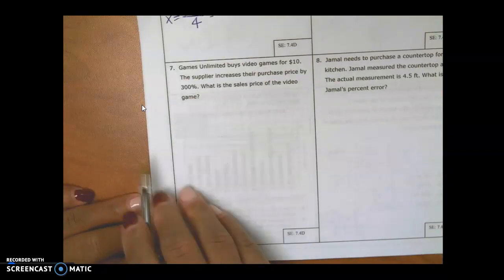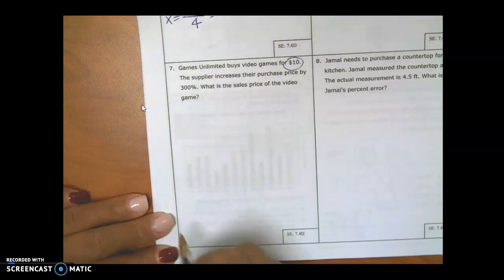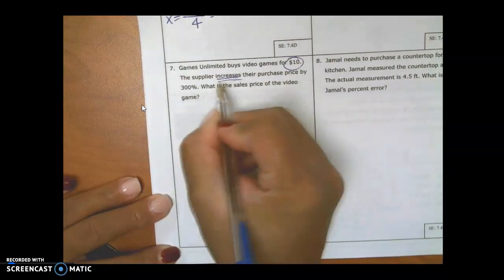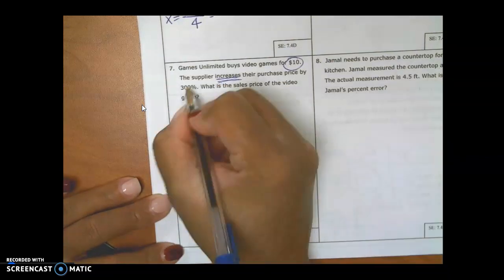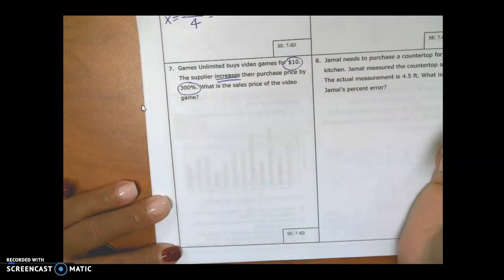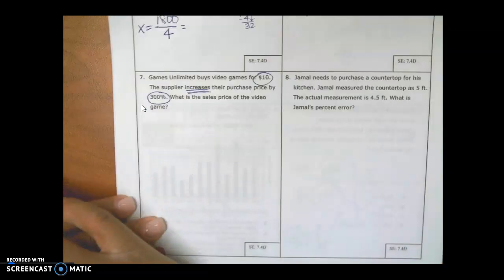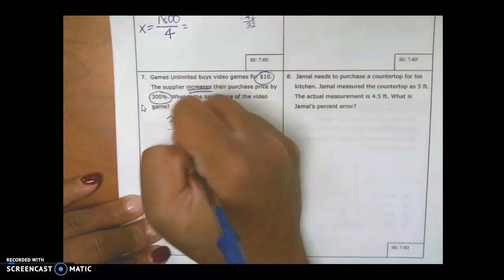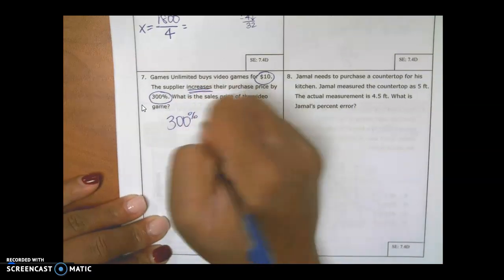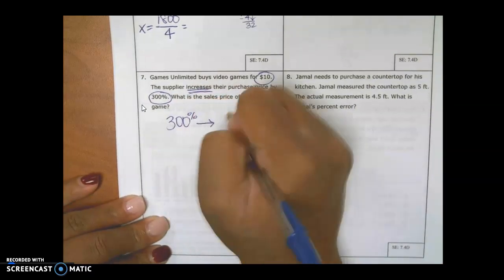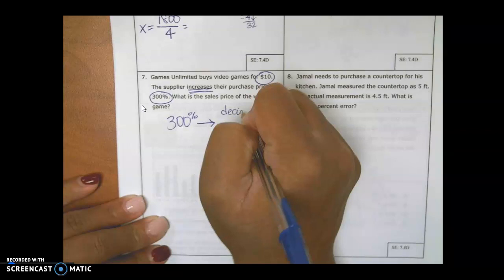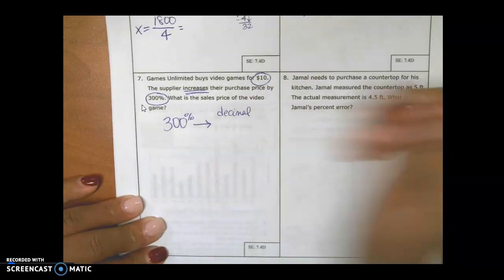Games Unlimited buys video games for $10. The supplier increases their purchase price by 300%. What is the sales price of the video game? What do we do when we see percent? Marked up. It is going to mark up, so I'm going to convert it to a decimal. What is 300% as a decimal?